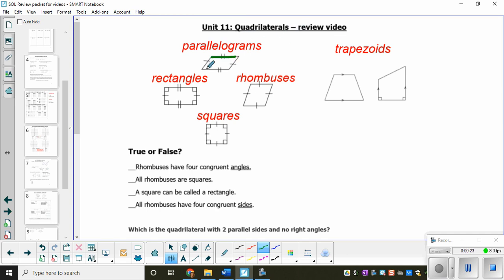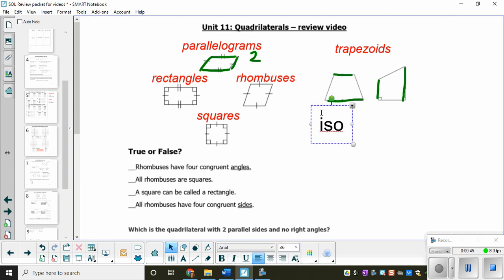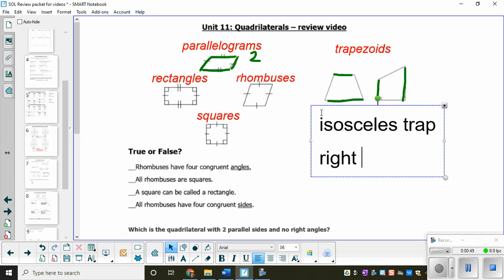If they have this set of parallel and another set of parallel, meaning two sets of parallel sides, it's a parallelogram. If it only has one set of parallel lines, it's a trapezoid. So this is the one set of parallel lines here, and this is just one set of parallel lines. One other thing I want to point out between the trapezoids is that you might have an isosceles trapezoid, or you might have the right trapezoid, and that's the difference between those two shapes that you guys see there, okay?